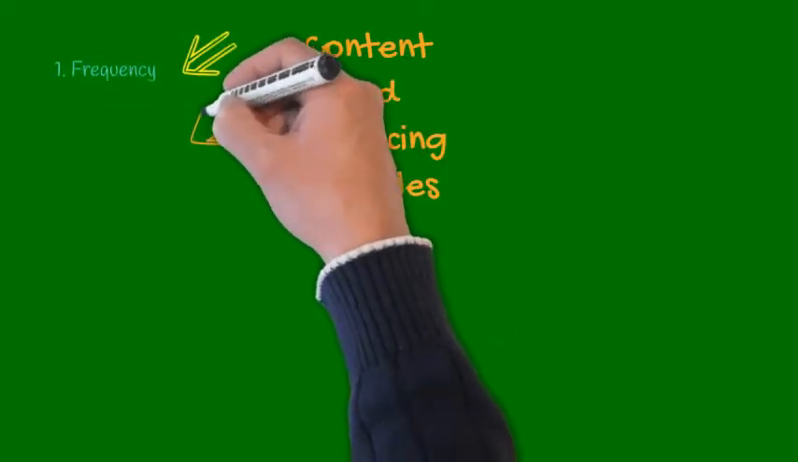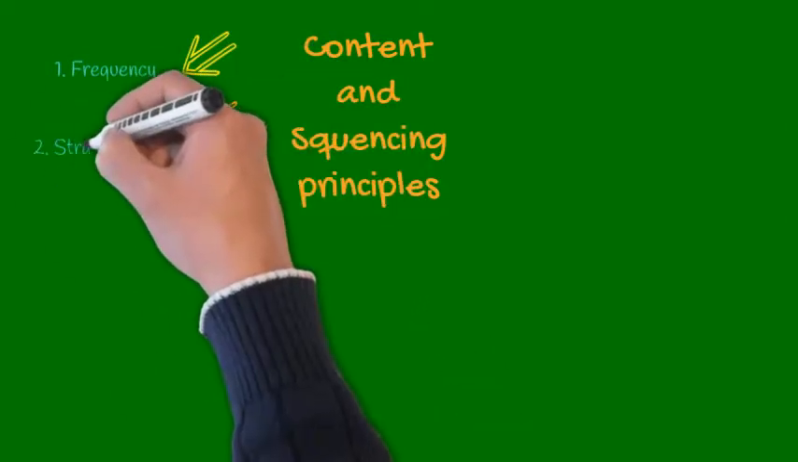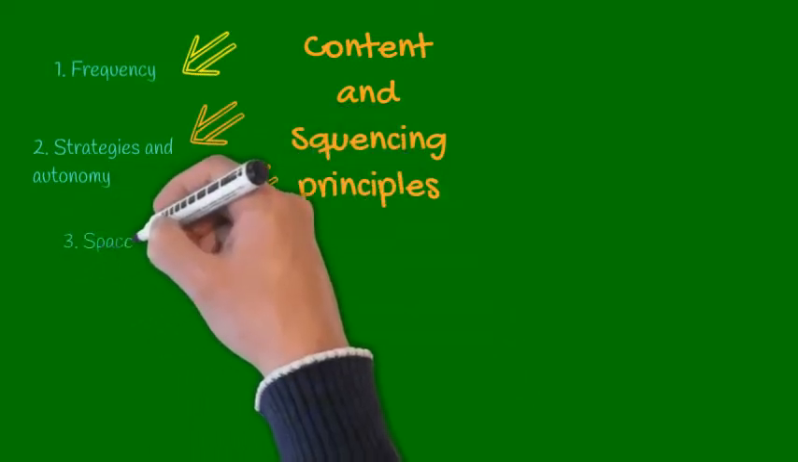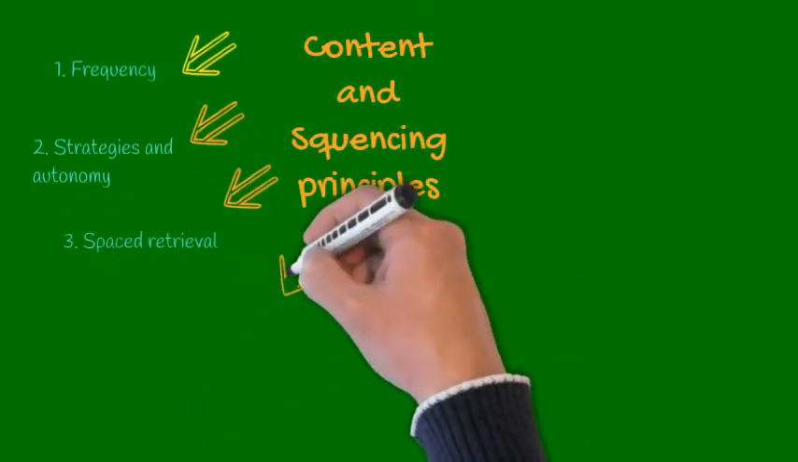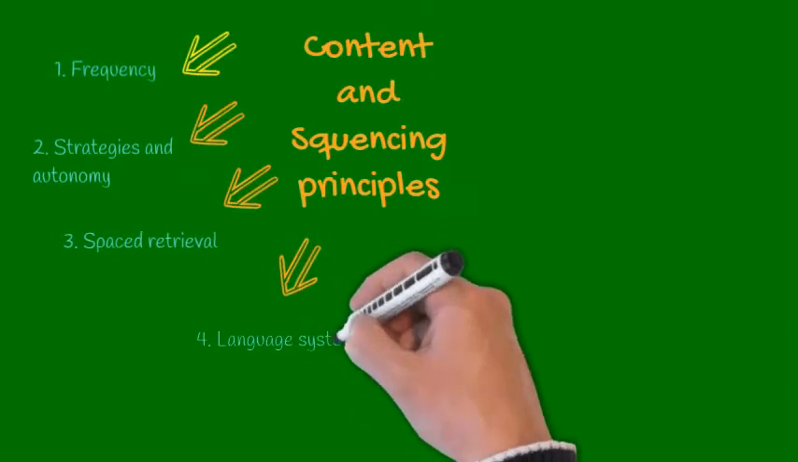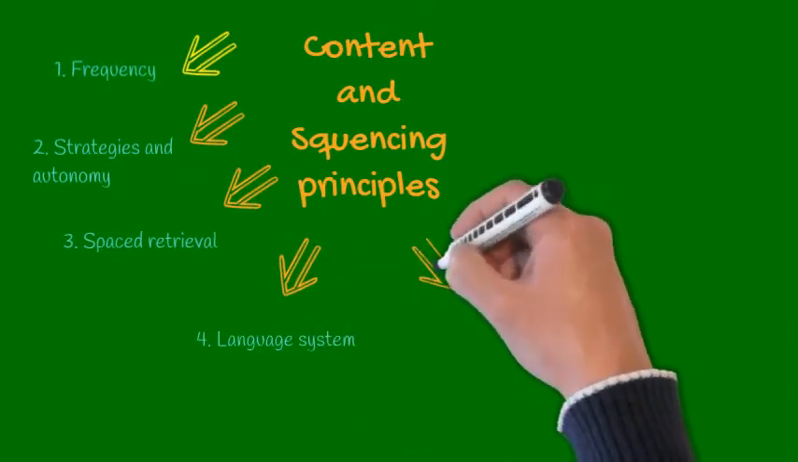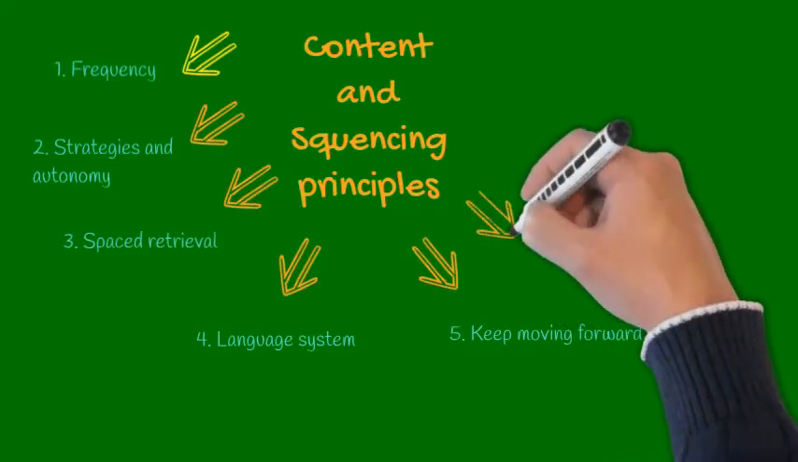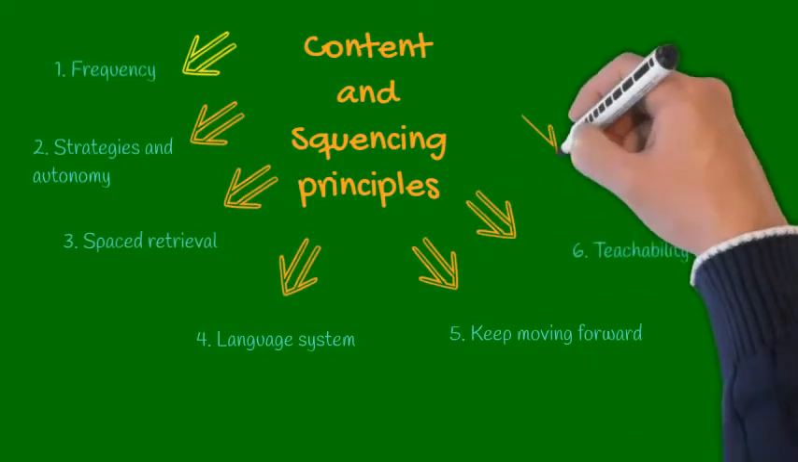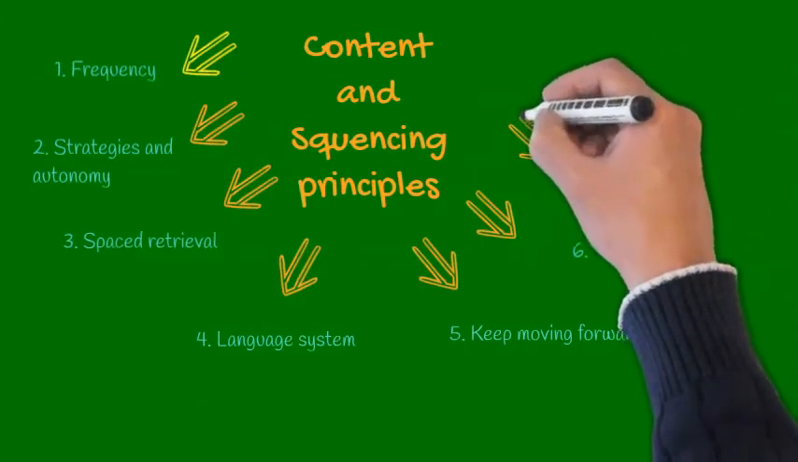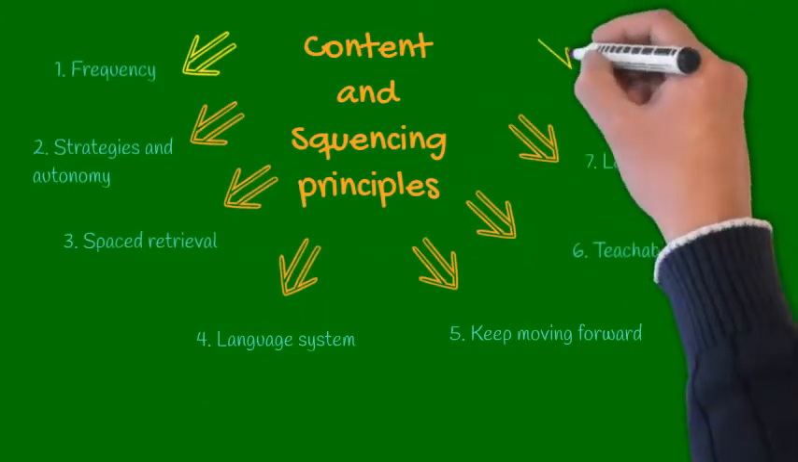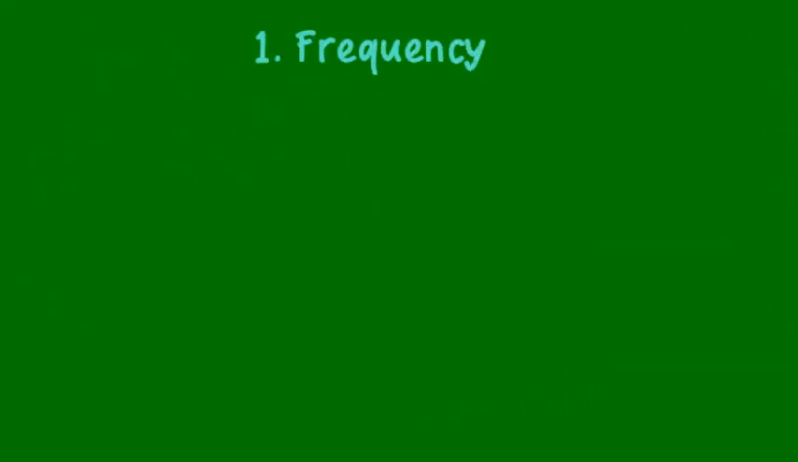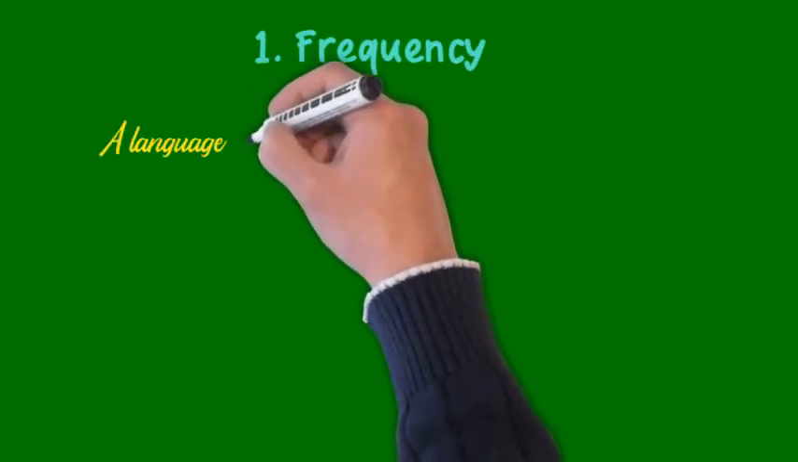The first principle is frequency. The second principle is strategies and autonomy. The third principle is spaced retrieval. The fourth principle is language system. The fifth principle is keep moving forward. The sixth principle is teachability. The seventh principle is learning burden, and the last one is interference. Now let us talk about the principles one by one.